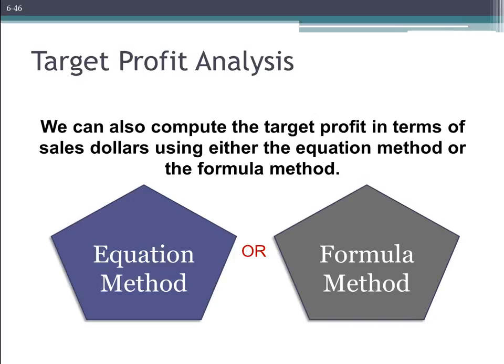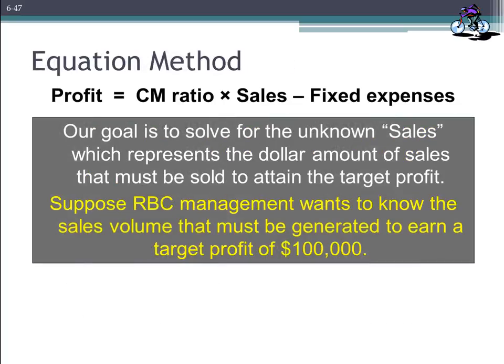We can also compute target profit in terms of sales dollars, once again using either the equation method or the formula method. So now we're moving into total dollars amount, right? And our goal is going to be to solve for the unknown sales dollars, which represents the dollar amount of sales that we need to actually generate in order to attain the target profit. So assume in this example, manager comes over and wants to know the total sales revenue that needs to be generated in order to end up with a profit of $100,000.